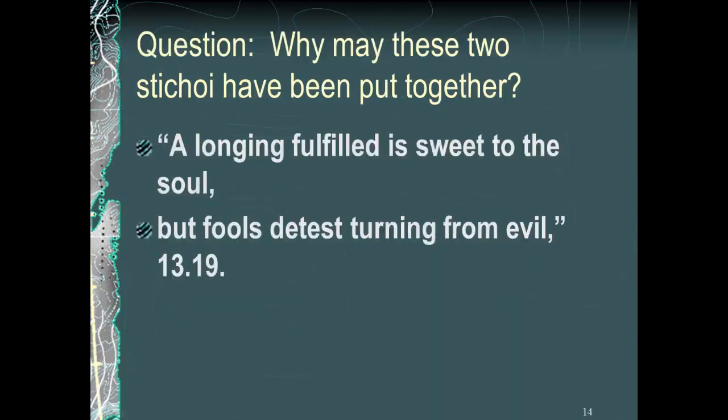Here's a question to consider. Consider this particular verse, verse 19 of chapter 13, "A longing fulfilled is sweet to the soul, but fools detest turning from evil." Do you have any suggestions as to why colon B has been connected with colon A? Why are these in the same verse? At the surface level, they do not seem to be connected.